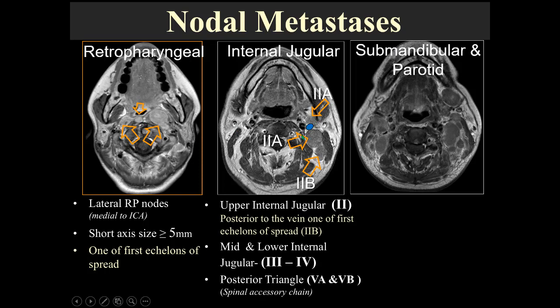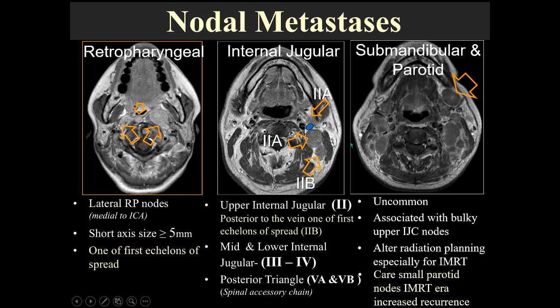Internal jugular, they're usually around the vein, but also they're frequently away from the vein. So this is 2B. And once they're involved here, they can then go down the neck, both in the posterior triangle and the internal jugular chain. If you see nodes posterior to the vein, always think about the nasopharynx, because it's not such a common site for nodes that are in the rest of the pharynx. And in the submandibular region, as I said, they're quite rare. Usually you may get them when there's bulky nodes elsewhere.